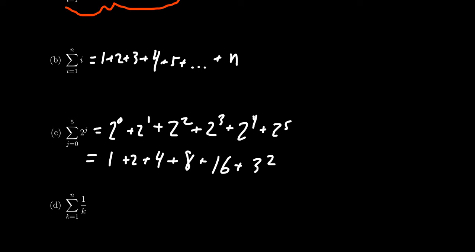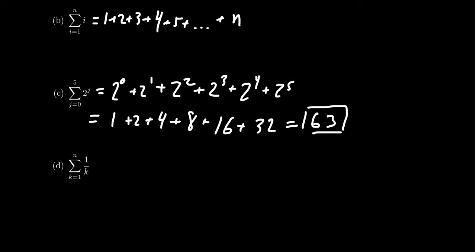So we get 1 plus 2 plus 4 plus 8 plus 16 plus 32. If we add those all up, that adds up to be 63. And again, the specific number is not of much interest to us at the moment. It's about understanding what this sigma notation even means.